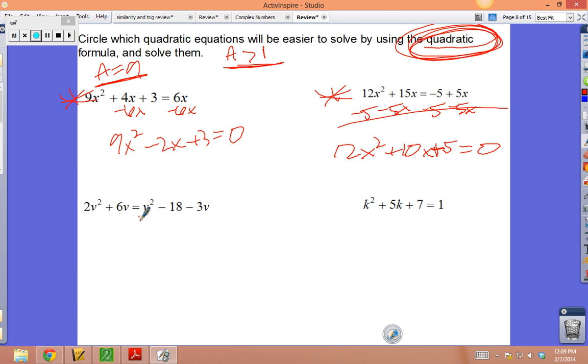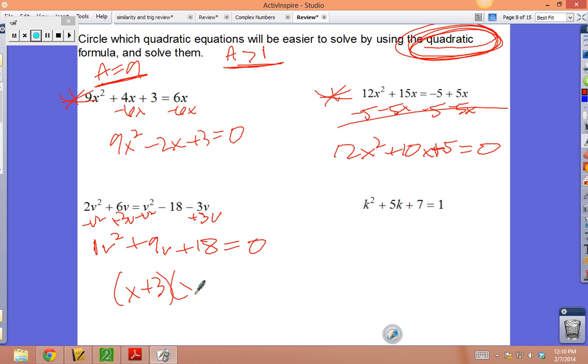Look at this one. Minus v squared plus 3v plus 3v. So I'm going to have v squared plus 9v plus 18 is 0. So what's going to times? Now look, my A is 1. So what's going to times give you 18, add and give you 9? So we're going to do x plus 3 and x plus 6. It's going to be easy to factor. If your A is 1, the chances are it's going to be pretty easy to factor.